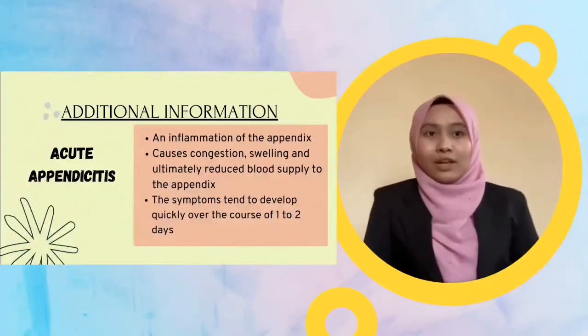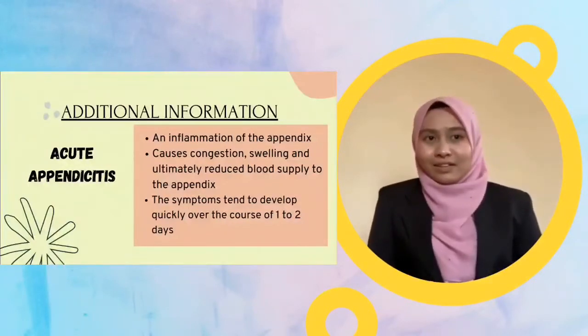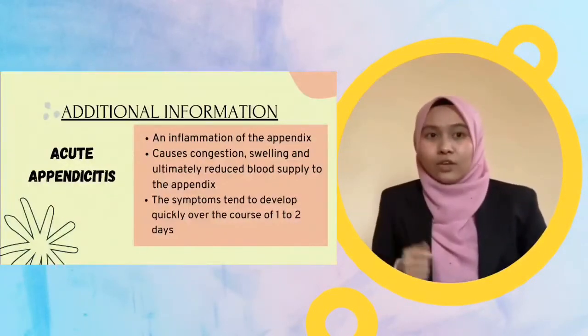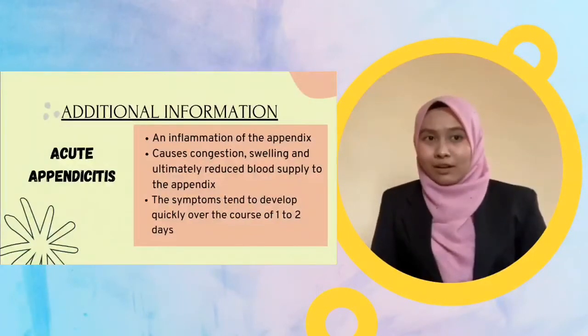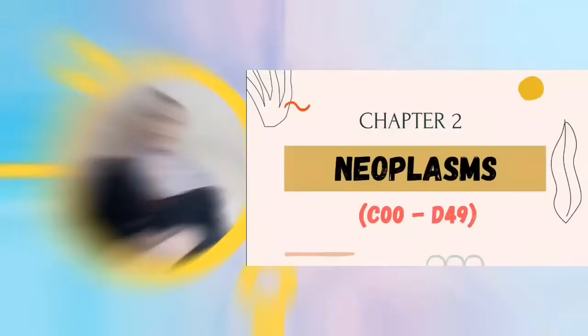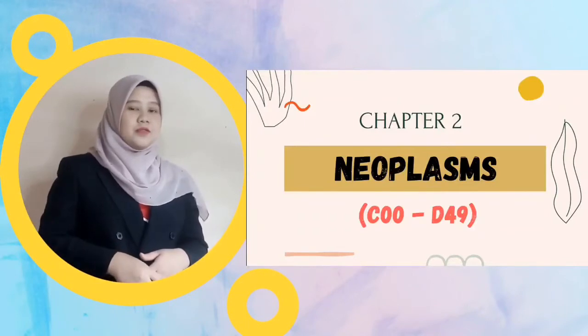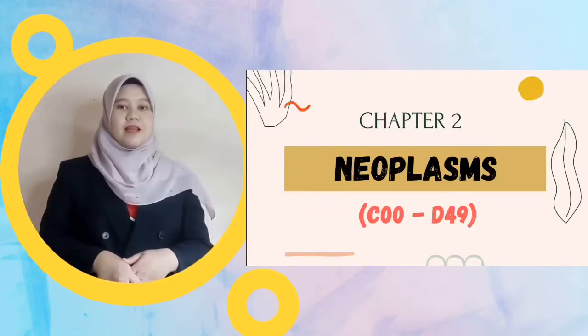It requires immediate medical treatment. If left untreated, it can cause your appendix to rupture. This can be a serious and even fatal complication. Okay, that is all for Chapter 1. Now we will move to the next chapter, which is neoplasm.